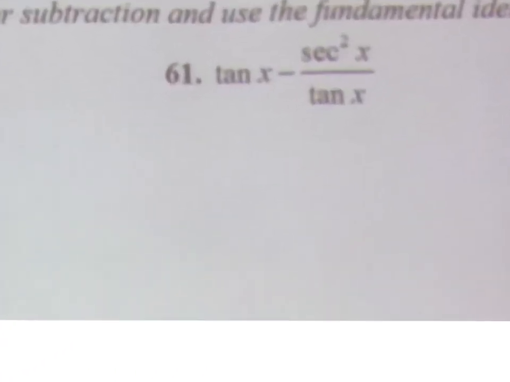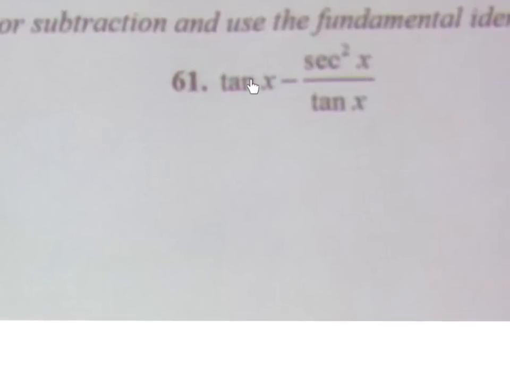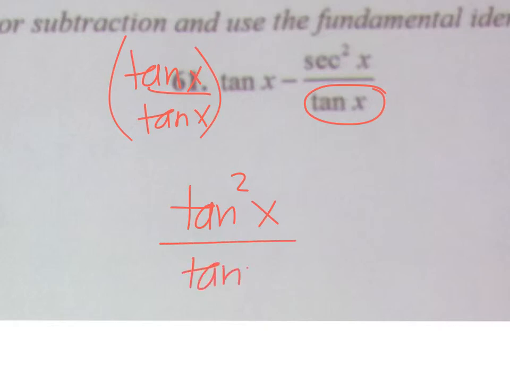Probably not so nice on this one, but let's do it anyway. So once again, in essence, I have a number minus a fraction. And I can't actually subtract numbers from fractions unless they're both fractions. So I'm going to make the thing on the left into a fraction with the same denominator. So I'm multiplying this by tan over tan. That changes the left side to tan squared on top over just tangent on bottom minus secant squared over tan.